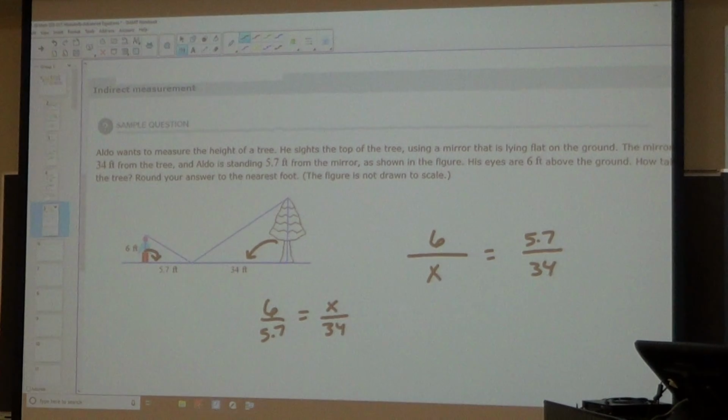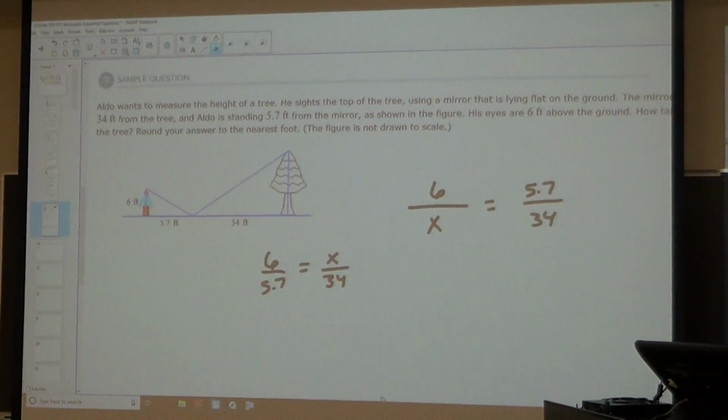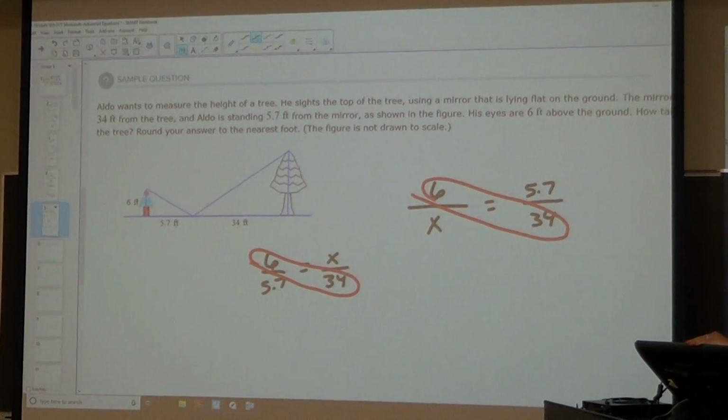Okay. Does not matter. As long as you're doing the Simon Says pattern, you're fine. And then you cross multiply. So you are going to multiply these two and then divide by that.